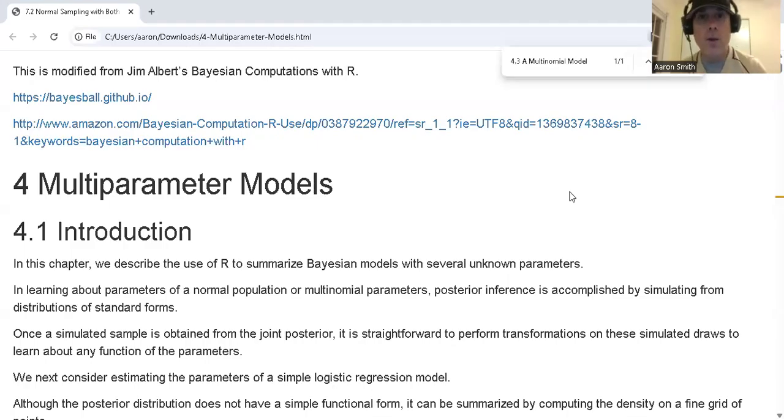Hi, in this video, we're going to take a look at multinomial models within Bayesian statistics. Our outcome is a random categorical outcome. When I say categorical, this could be something like left or right.